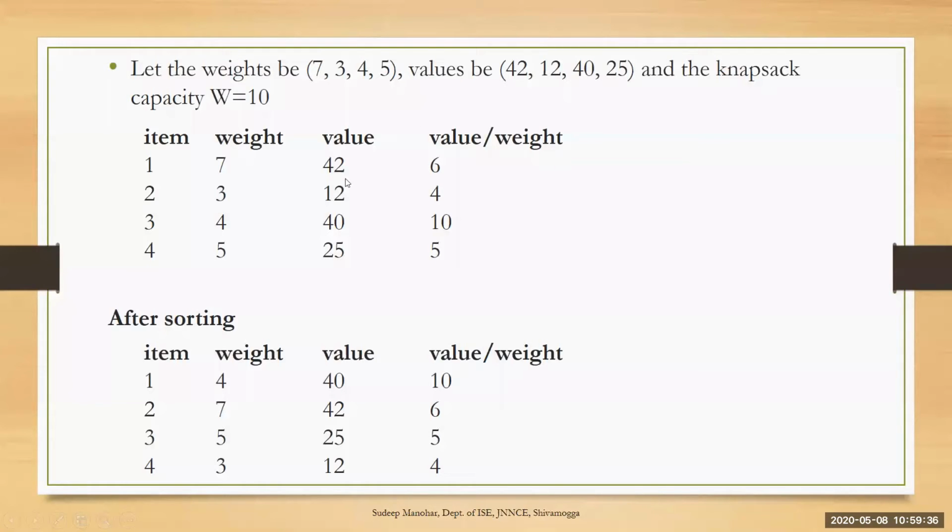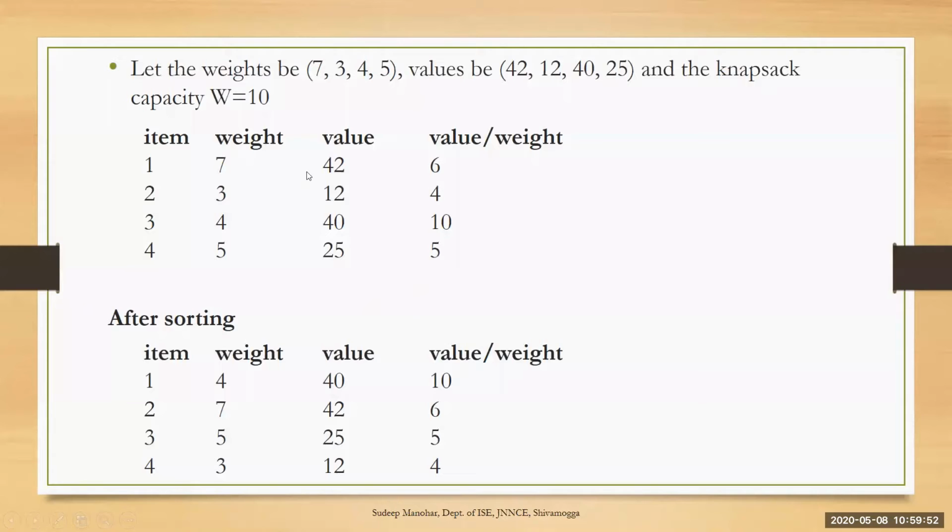Value by weight ratio means 42 by 7, so it is 6. 12 by 3, it is 4. 40 by 4, it is 10. 25 by 5, it is 5. So this is the value by weight ratio. This is the initial table that you have to write.